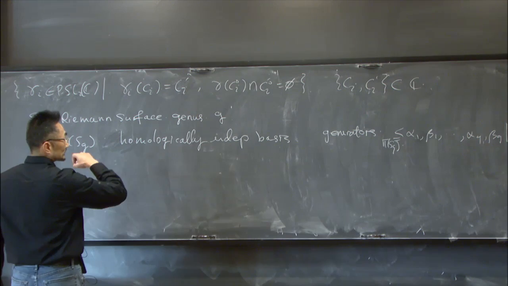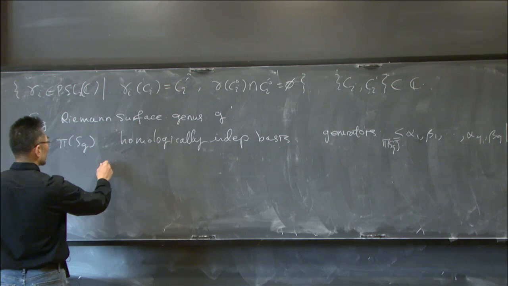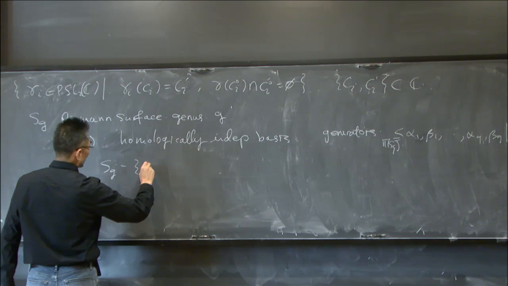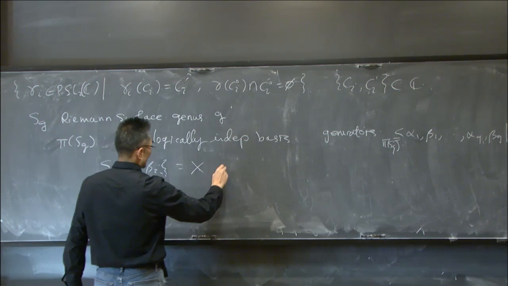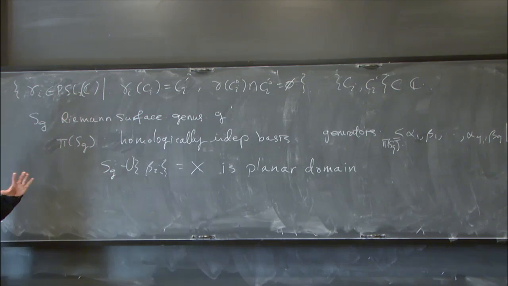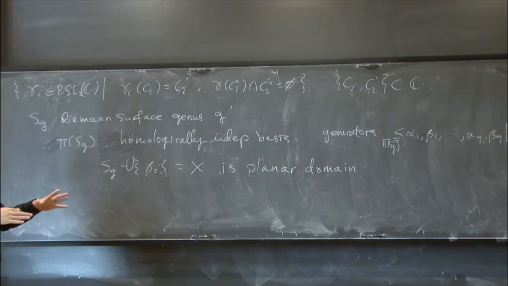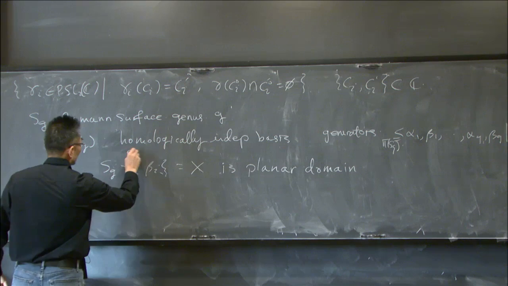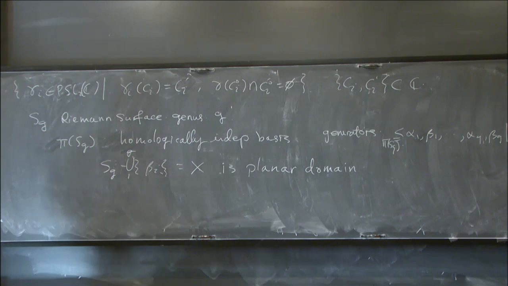And what you do is that you cut open. So for instance, this is a planar. So what you do is that you cut open this collection of curves, then what you have is just a sphere with G holes on it, and that's conformal to a planar domain with G boundaries.